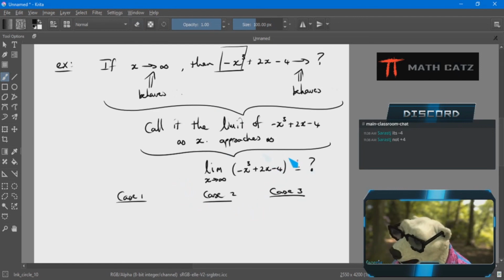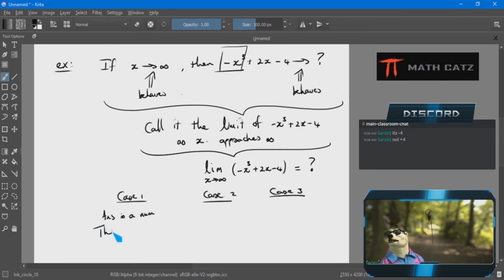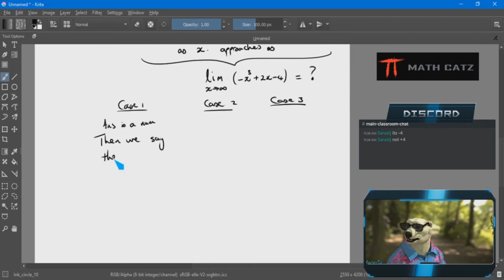Okay. So now the answer could look different depending on what the function is, depending on what the behavior is. And slowly we'll see all the variations. We'll see that this behavior could, let's say here, the answer is a number, like a 0 or a 1 or a 3 or something. Then we say the limit exists and it equals that number.